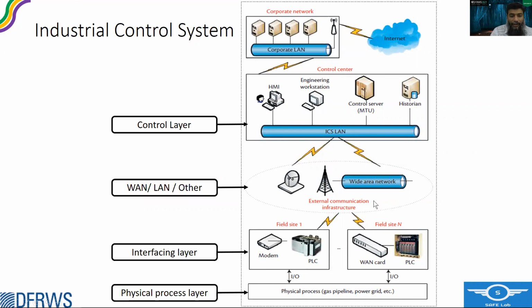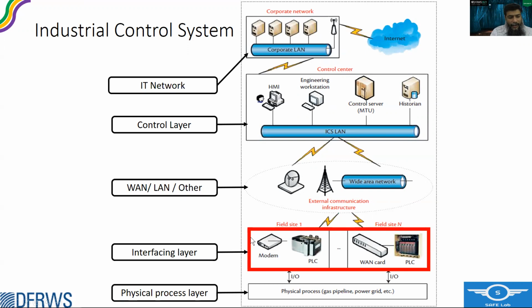And field devices themselves are connected to a variety of networks, to a control center that hosts different control software, engineering software, and HMI. And this control center is connected through corporate LAN, which is typically connected to internet. Now, if we see the uniqueness of this industrial control system, it lies in this interfacing layer where we have these field devices, which are most commonly programmable logic controllers or PLCs.